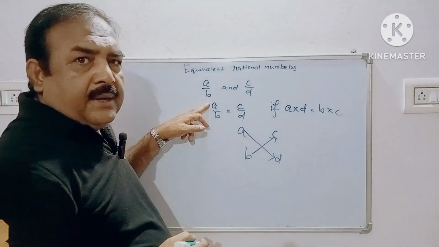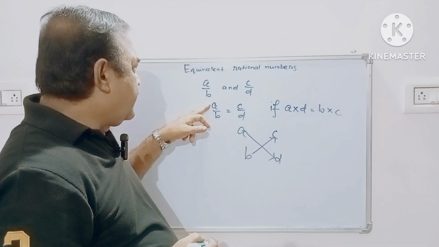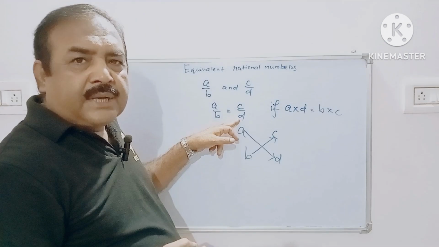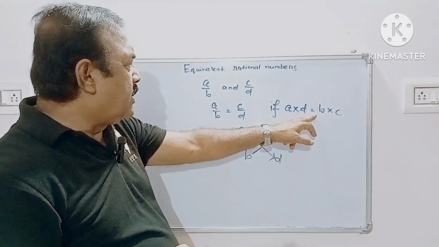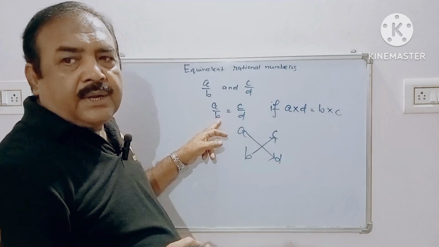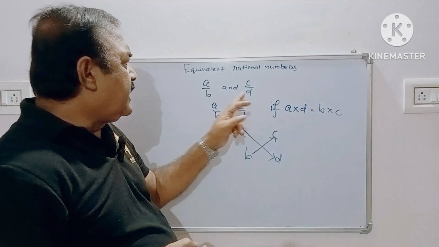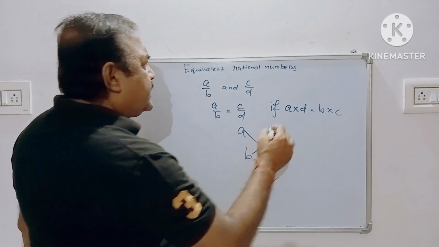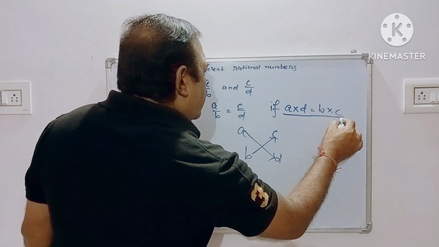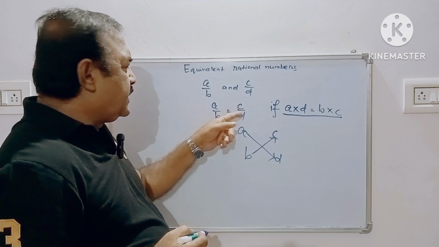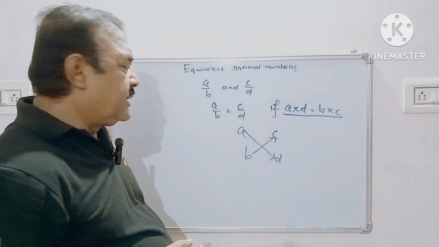So the numerator of the first rational number into the denominator of the second rational number, that should be equal to the denominator of the first rational number into the numerator of the second rational number. So this is the condition. If A into D is equal to B into C, then we can say A upon B is equal to C upon D. Let us take an example.